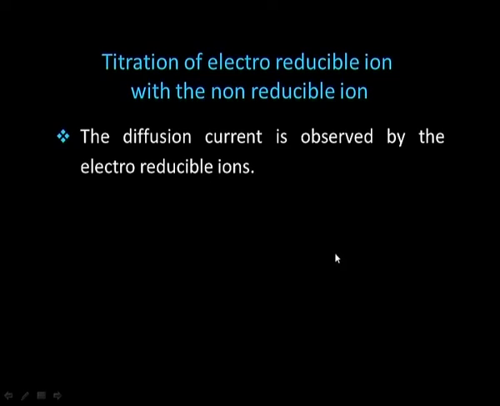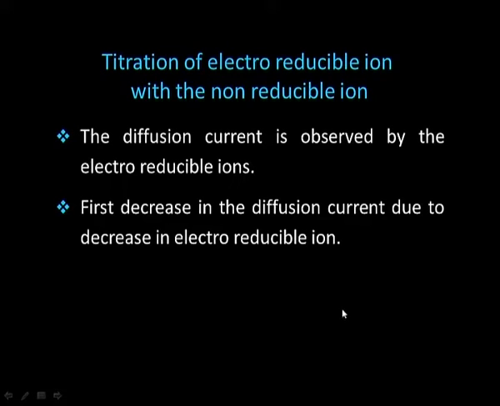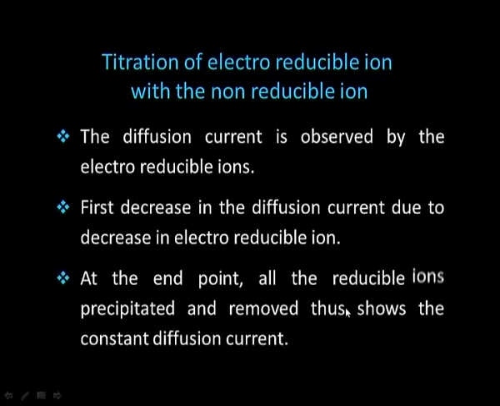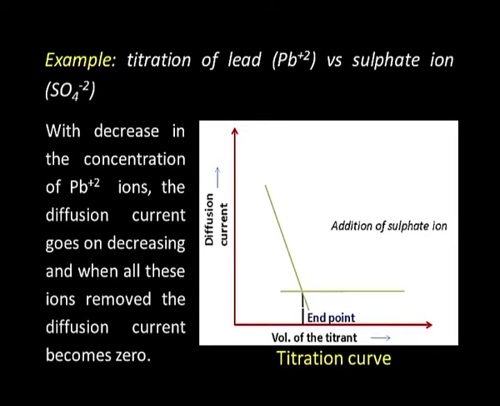Then let us come to titration of electro-reducible ion with the non-reducible ion. The diffusion current is observed by the electro-reducible ions. First, there is decrease in the diffusion current due to the decrease in electro-reducible ion, and at the end point all the reducible ions precipitated and removed, thus shows the constant diffusion current. Example is titration of lead ions against sulphate ion. Here you can see, if we plot diffusion current against volume of the titrant, which is sulphate ion, we can see initially the diffusion current decreases and at one point it becomes constant and you start getting almost horizontal line.